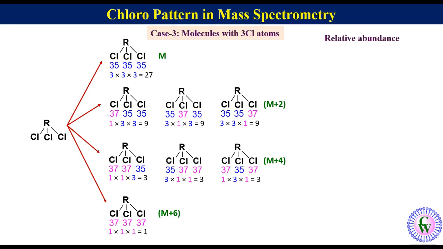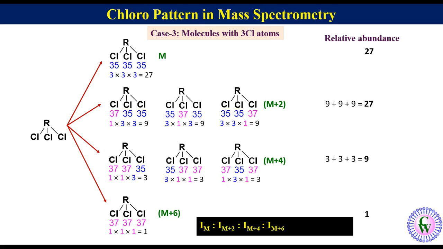Therefore, the relative abundance of M is equal to 27. M plus 2: 9 plus 9 plus 9 is equal to 27. M plus 4 is equal to 3 plus 3 plus 3 is equal to 9. And that of M plus 6 is equal to 1. Thus, the intensity ratio of M, M plus 2, M plus 4 and M plus 6 peaks in the mass spectrum of a molecule containing 3 chlorine atoms will be 27 is to 27 is to 9 is to 1.